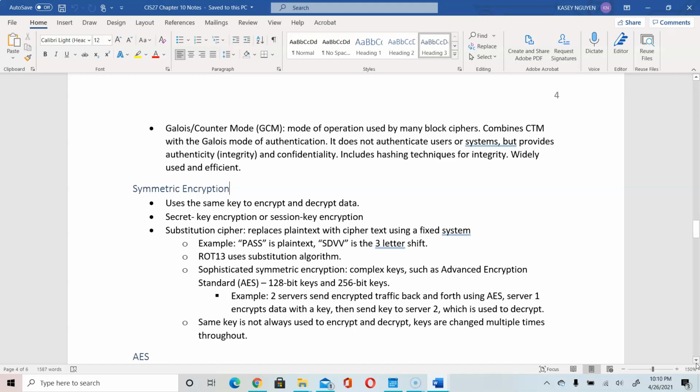A type of encryption that you often see as symmetric encryption would be substitution cipher. And substitution cipher is different than shift cipher. In substitution cipher, we would replace the plain text with the ciphertext using a fixed system. So in an example here, if we're looking at the word PASS in plain text, we would then shift it by a 3-letter shift. That would be SDVV.